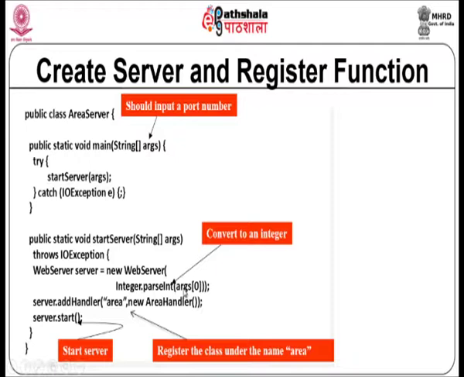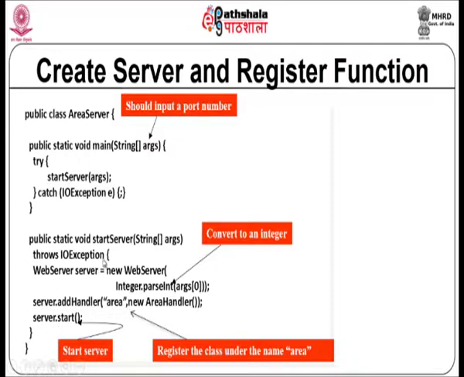Whatever we get from the command line is going to be a string, so the string has to be parsed to an integer. We use Integer.parseInt to convert the string to an integer, and we create the web server. Now this web server would be running on this port number, whatever port number you give on the command line. Once you do it, we are going to bind it. So, we register the class under the name called area.